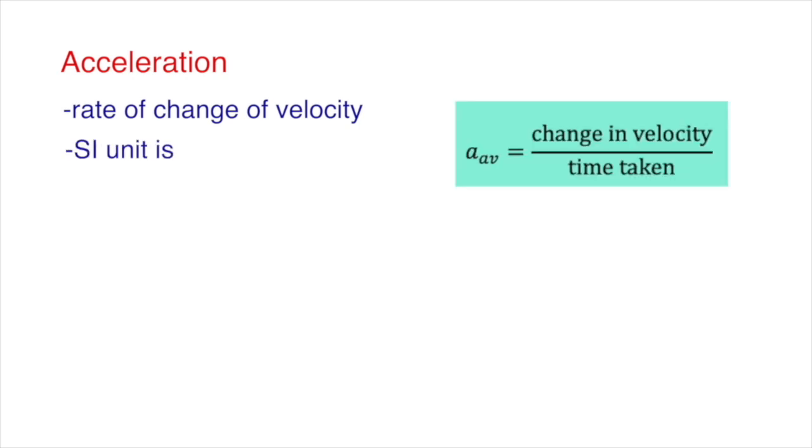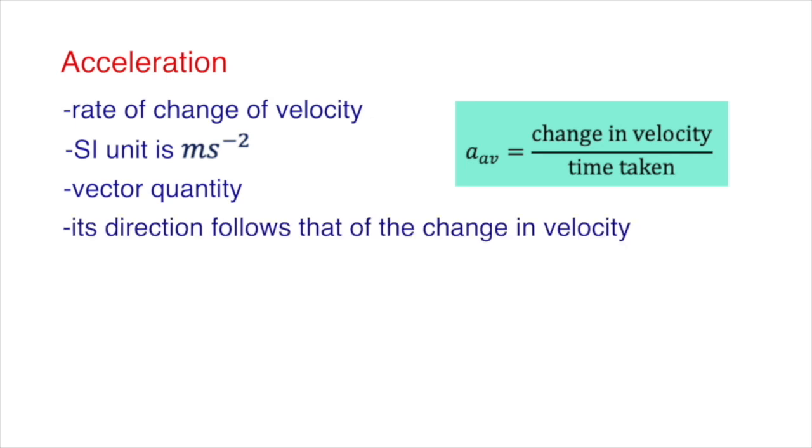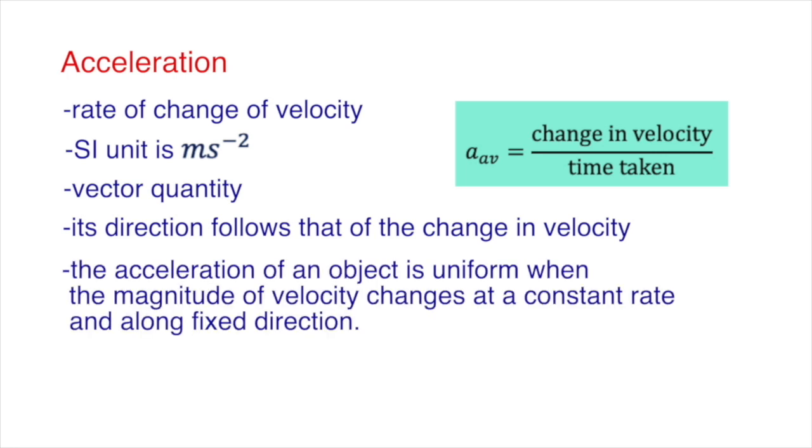Acceleration. The acceleration of an object in motion is the rate of change of velocity. The SI unit for acceleration is meter per second squared. Acceleration is a vector quantity, and its direction always follows that of the change in velocity. The acceleration of an object is uniform when the magnitude of velocity changes at a constant rate and along a fixed direction.